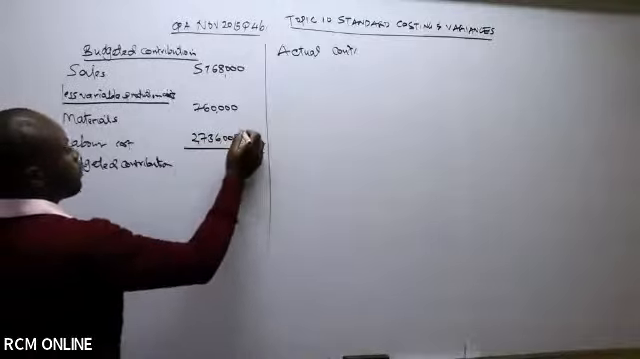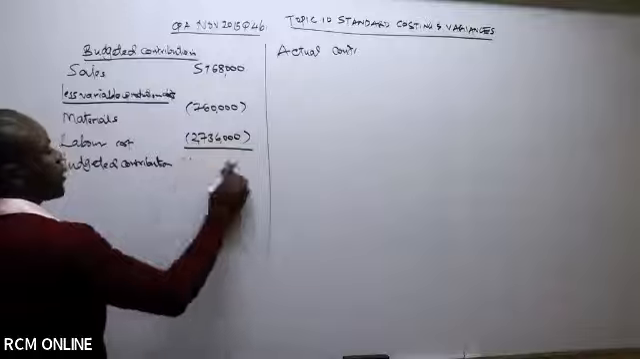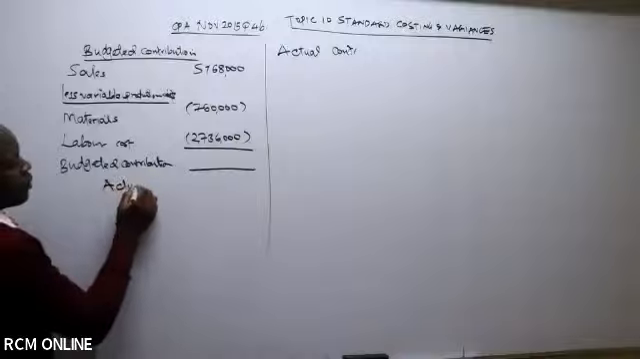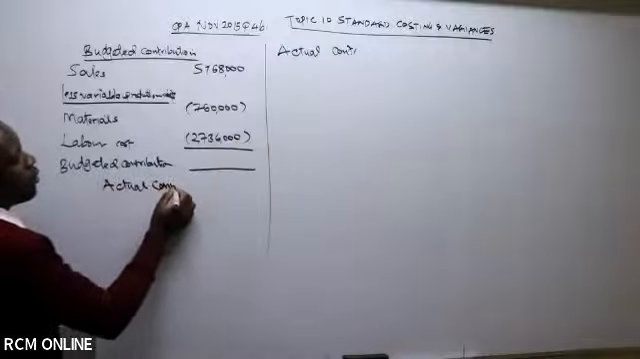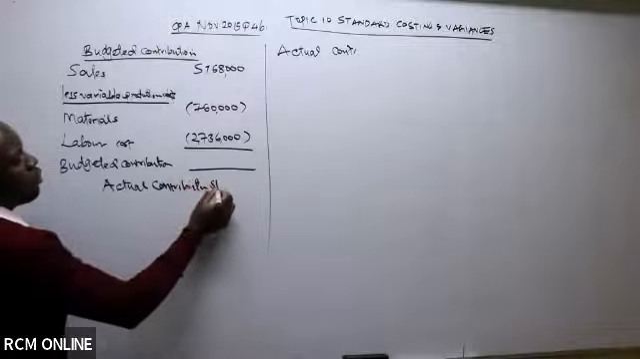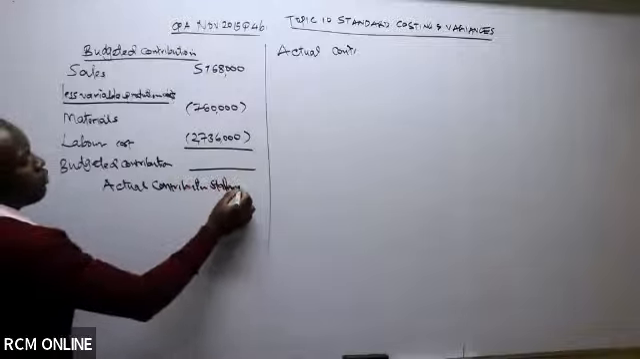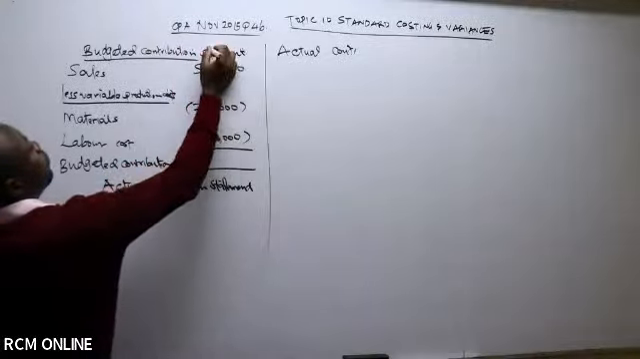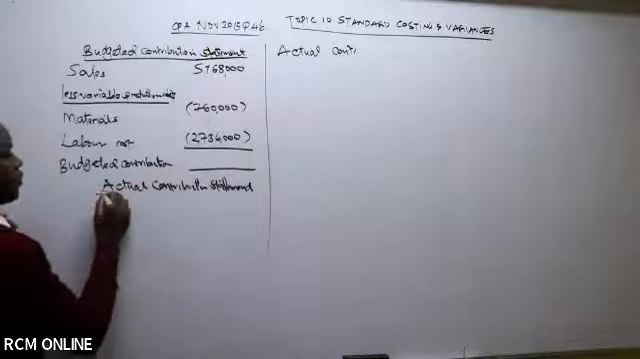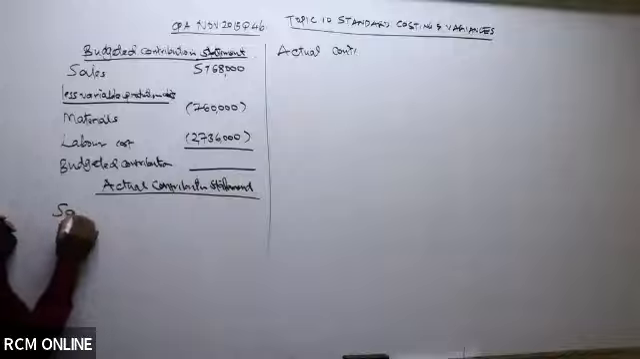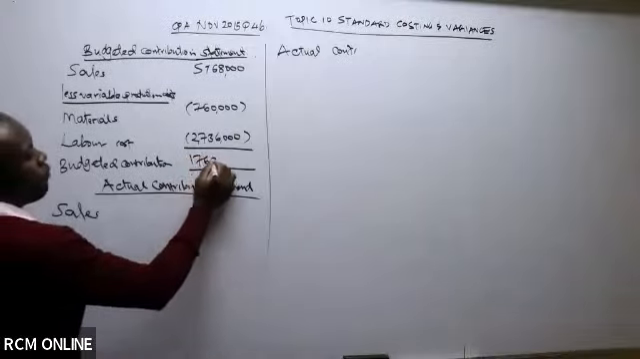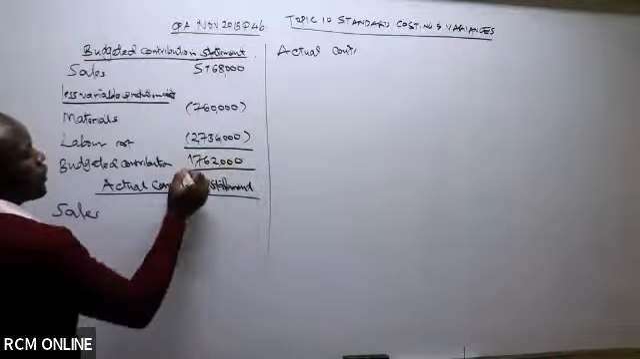Good. So once we do that, we'll be able to get our budgeted contribution. So can we have the budgeted contribution? What is our budgeted contribution? Budgeted contribution, 1,672,000. Good. Then we move to the next one.